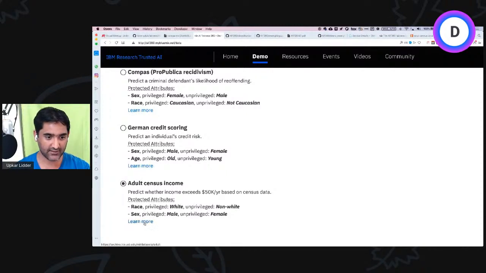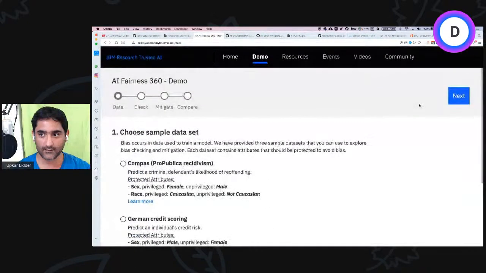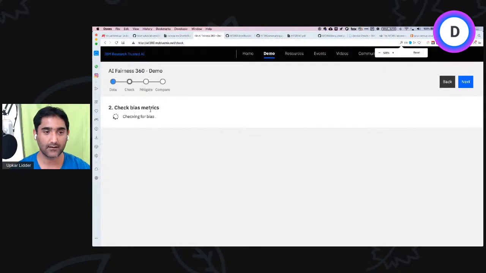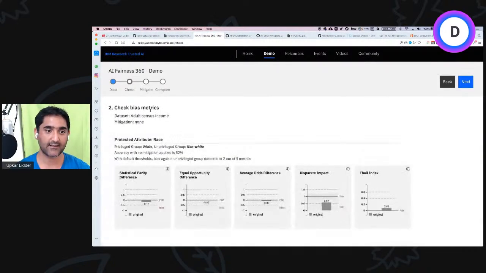Oh, I guess I could have just clicked on this learn more to go to the data set. Okay, good to know. All right, so I click on next. It's running the metrics against the data itself to see if there's any bias present in the data. Now, one thing to note is the accuracy at this point, with no mitigation applied. I forget what exact algorithm it's using. I think I told the team that might be useful information to put here. But the accuracy is around 82%.